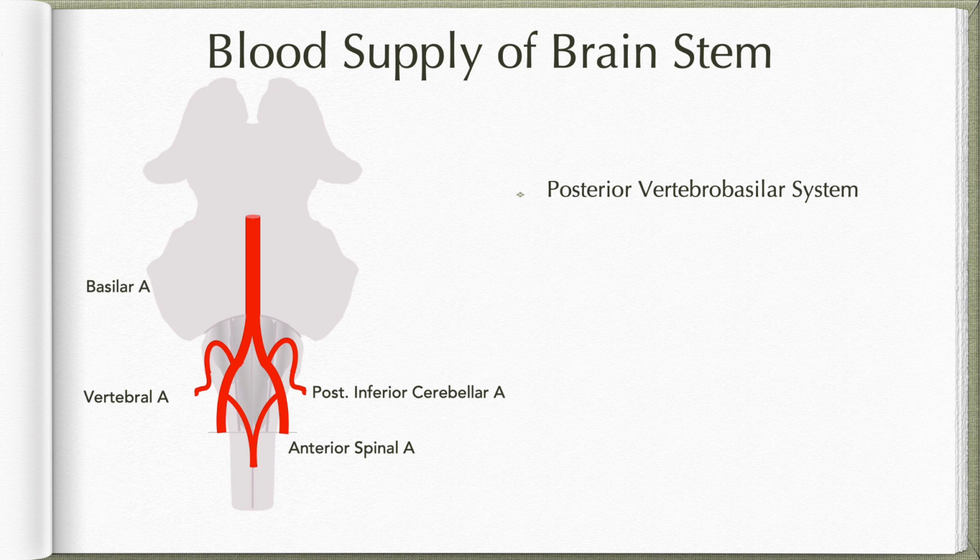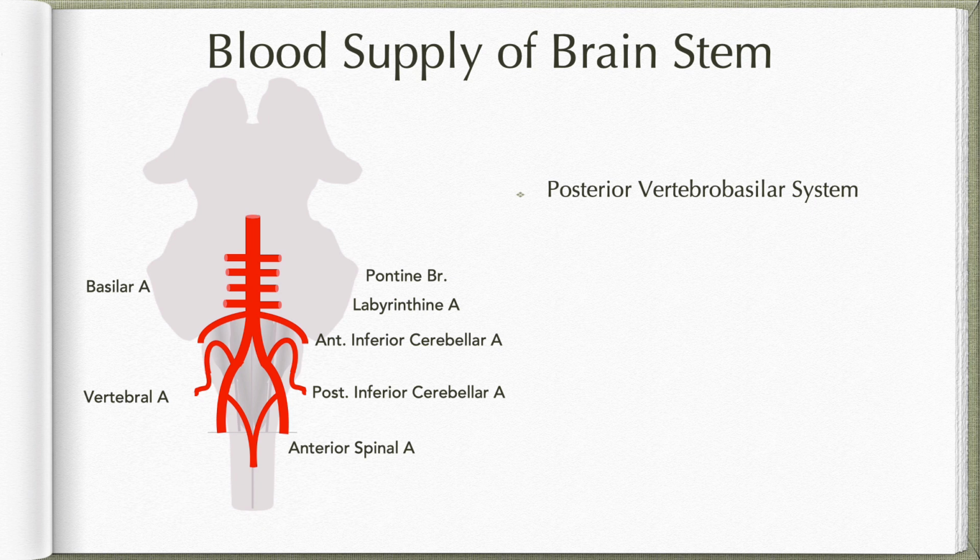Now coming to the branches given by the basilar artery, the first pair of arteries are the anterior inferior cerebellar arteries, which again, as their name suggests, will be supplying the anterior aspect of inferior surface of the cerebellum. The basilar artery then goes on to give multiple lateral branches known as pontine branches. There is a branch known as labyrinthine artery, which is often a branch of anterior inferior cerebellar artery, but it can be given as a direct branch from basilar artery. This labyrinthine artery supplies the internal ear as well as 7th and 8th cranial nerves after they exit from the brainstem.